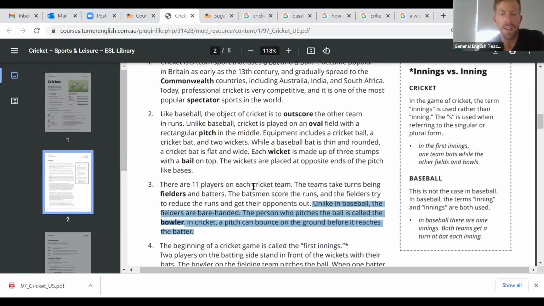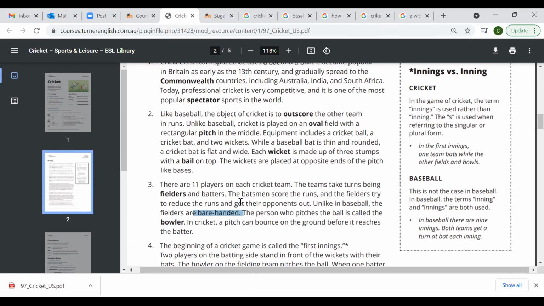Okay, so bare-handed means normal hands, no gloves. You know how some people wear gloves? But in cricket, there are no gloves. And the person who pitches, so pitch here means to throw. You have a ball and you throw it, and that person is called a bowler. Bowler. What does pitch bounce mean? Pitch here means to throw the ball, this action. Pitches can bounce on the ground.